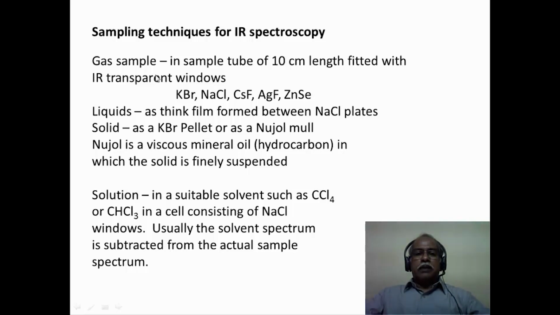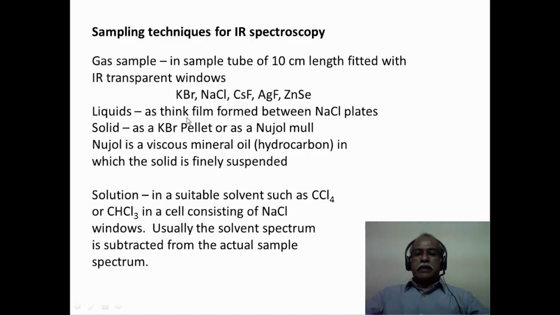Now, gas samples, liquid samples, as well as solid samples can be measured using infrared spectroscopy. If it is a gas sample, a 10 centimeter tube fitted with IR transparent windows made out of this material is used. The reason a 10 centimeter cell is necessary is that the concentration of a gas sample is typically fairly low at atmospheric pressure, so one needs a longer path length. That is why a 10 centimeter path length is generally used.